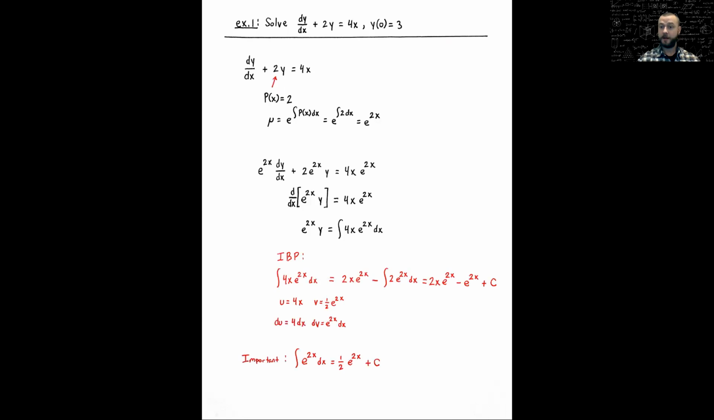All right, so we have our antiderivative through integrating by parts, 2x times e to the 2x minus e to the 2x plus c. And that's the integral on the right-hand side right above, so let's plug that in. This is all the work. Pause if needed.